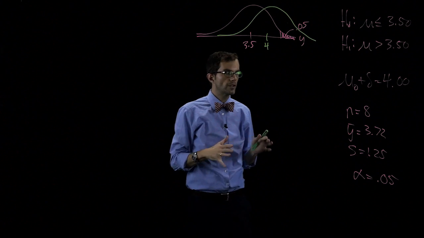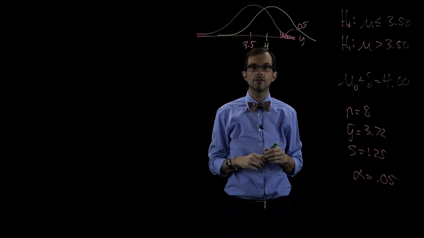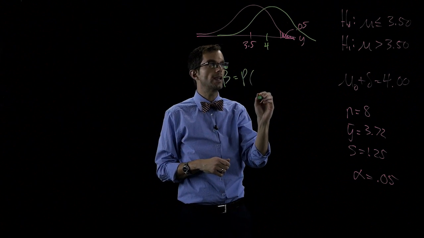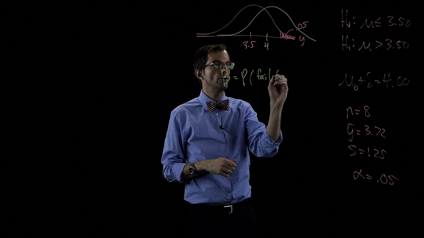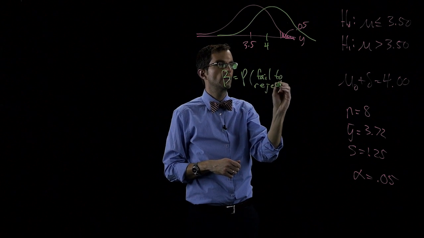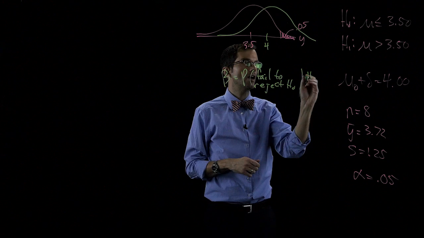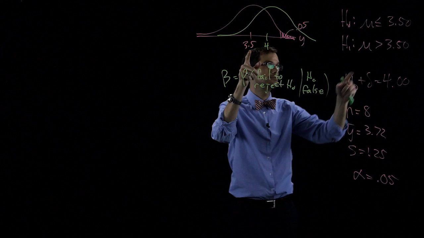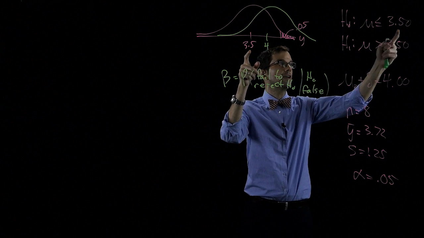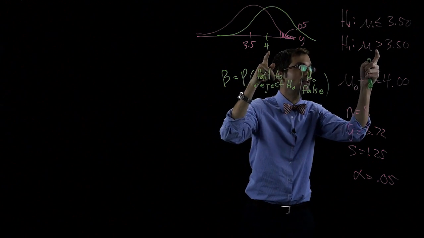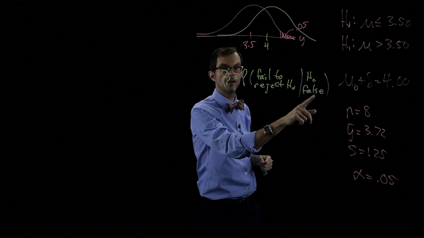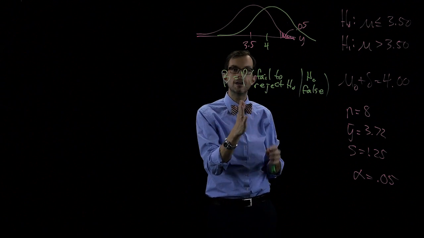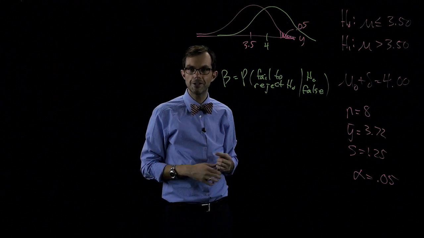So what's the probability of type 2 error in this case? What's the probability that we fail to reject H0, given that H0 is false? H0 is clearly false. This is not a true statement. The mean is something greater than 3.5. Clearly, this null hypothesis is false. What's the probability that the sample evidence doesn't tell us to reject?